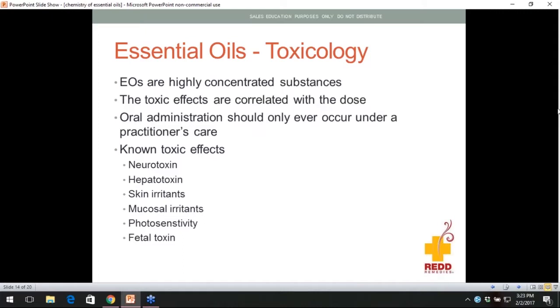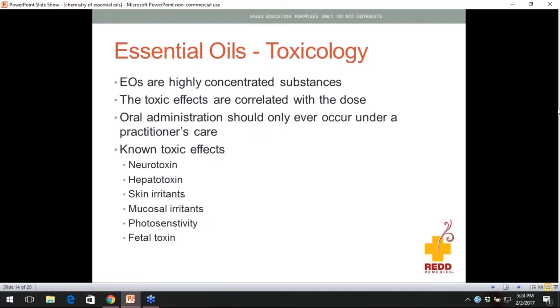I know there's a lot of information out there on the internet, and you can get lots of recipes and stuff, but I don't think it's the best practice, and we're going to talk about why that is. So remember that essential oils are highly, highly concentrated. They are more like drugs than any other plant fraction out there, okay, in terms of toxicity and toxicology. They're more like pharmaceuticals. So the toxic effects are correlated with the dose. Toxicology is always about the dose. The higher the dose, the more toxic something is.